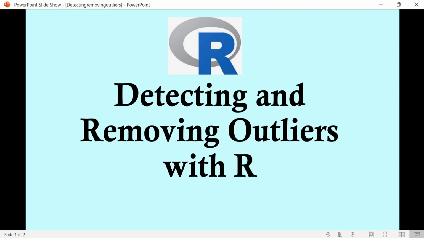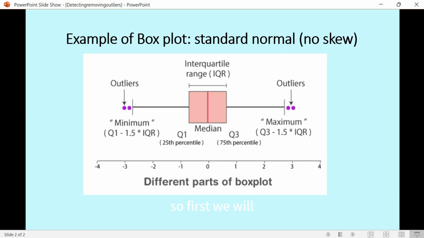Hello, in this video we will show how to detect and remove outliers of a dataset using R. So first we will talk about what the outliers of a data set are. This range represents the values of a variable from the lowest to the highest.